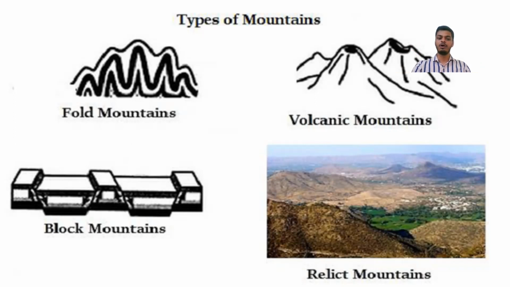The third one is the block mountains. The block mountains are created when a large mass of land is broken and displaced vertically. It means when the earth crust, the tectonic plates which are below the earth crust, repel each other or are displaced vertically, then the mass of land that is created is known as block mountains.